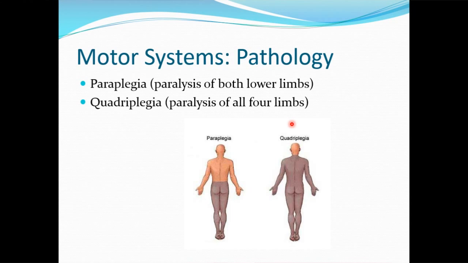Of course, other difficulties with motor systems is if a person becomes a paraplegic or quadriplegic. Paraplegia is if there's spinal damage approximately in that area over there. Quadriplegia is if there's spinal damage higher up, so that the messages from the brain cannot reach the motor areas of the body.